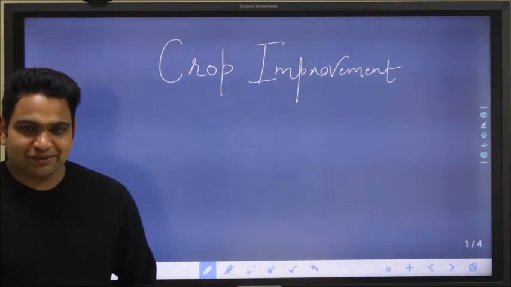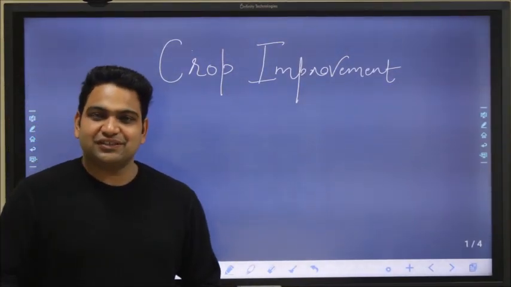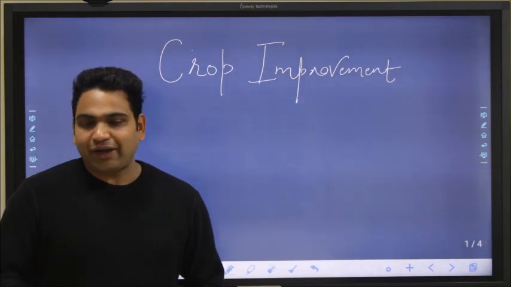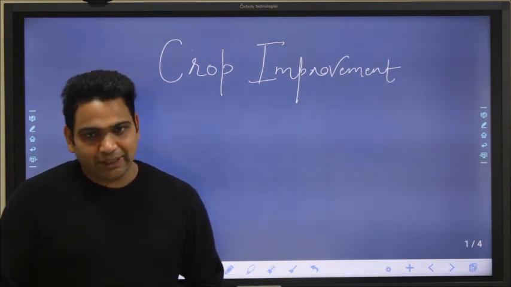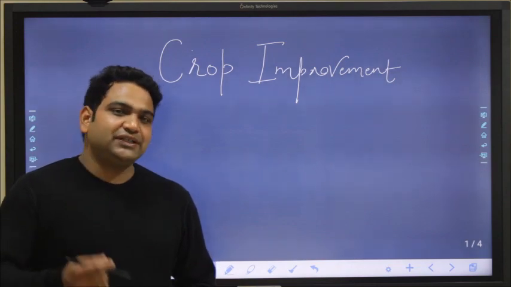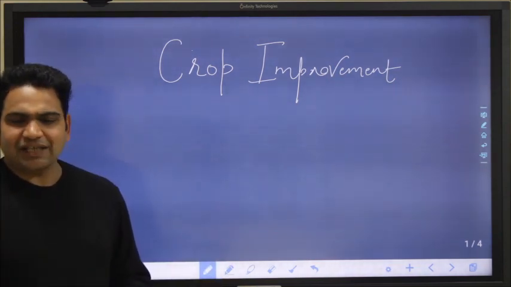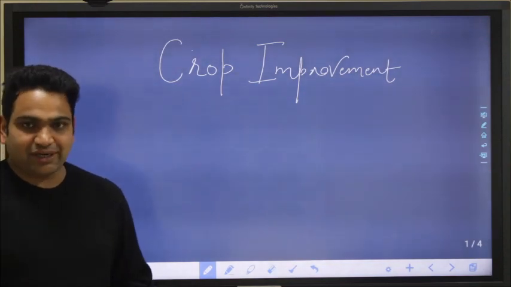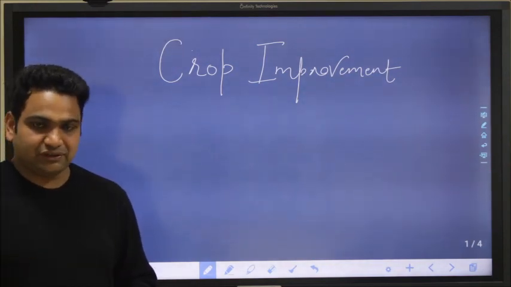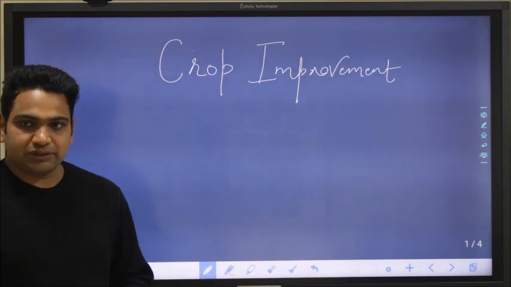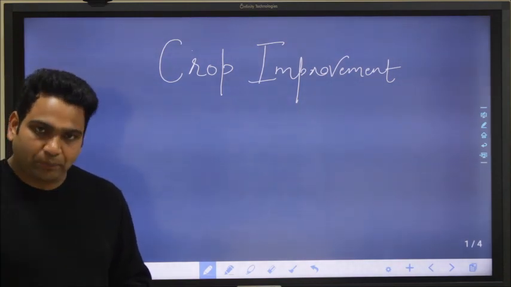Good morning, students. In the last lecture, we discussed the different techniques used in recombinant DNA technology. So today we will discuss crop improvement. As we know, in the case of crop improvement, there are various technologies used. Firstly, we will discuss the traditional method in crop improvement.